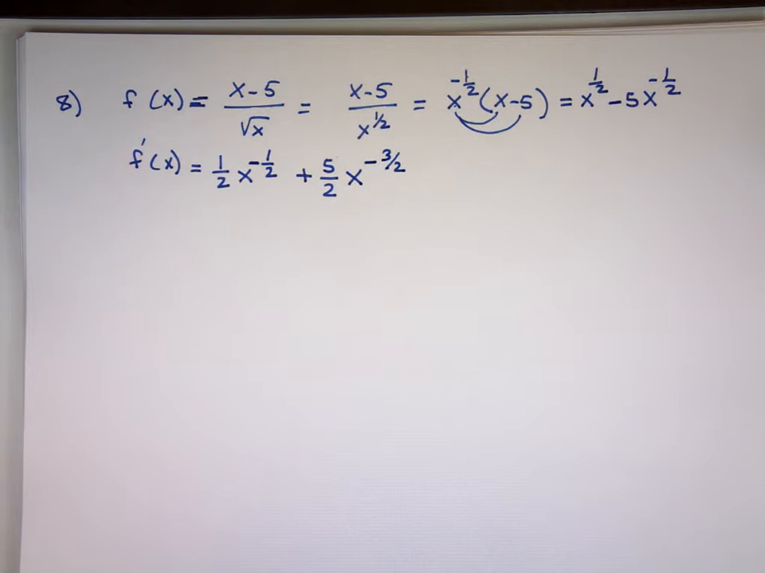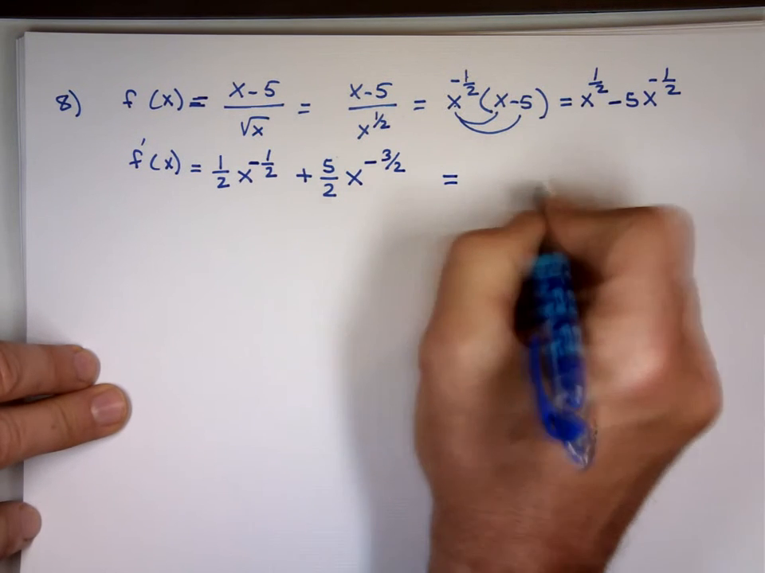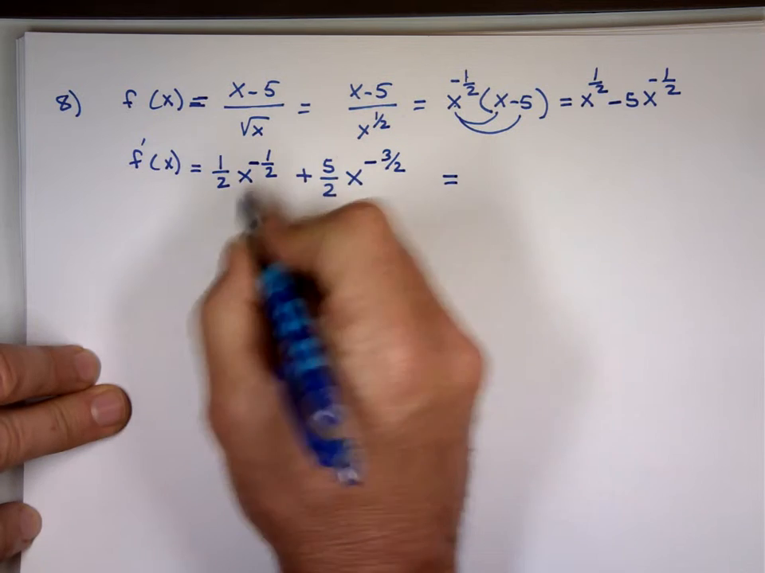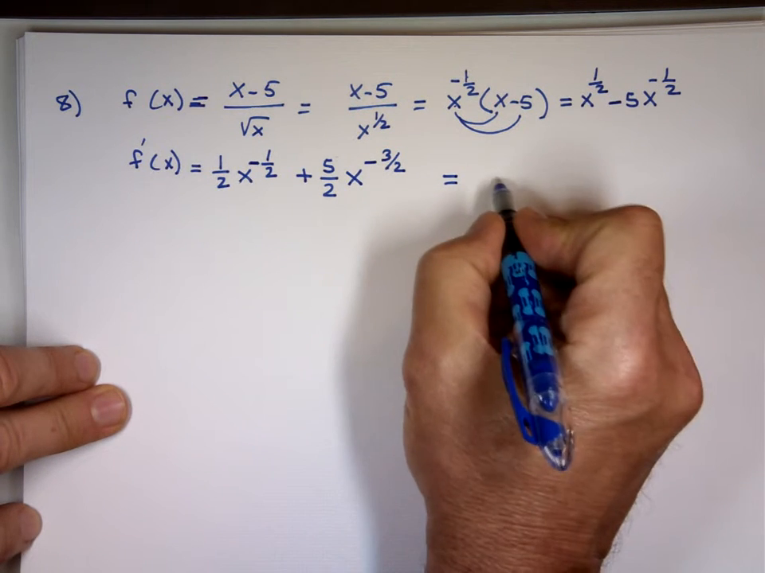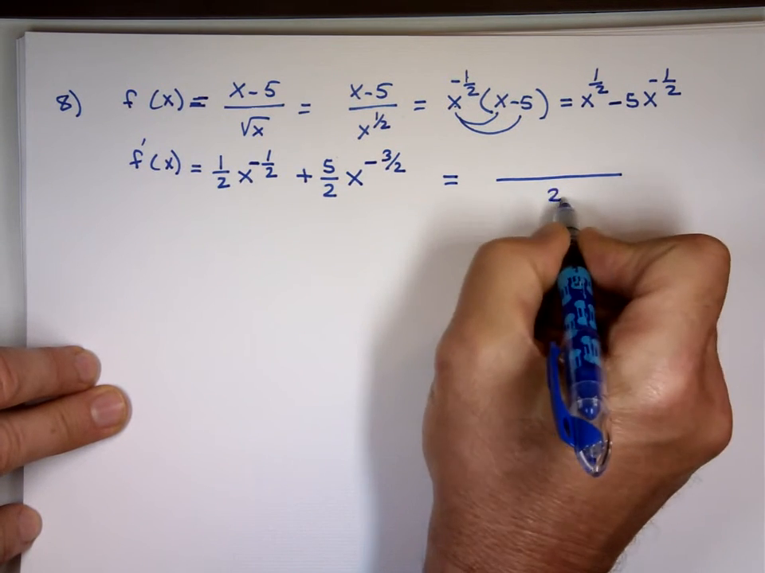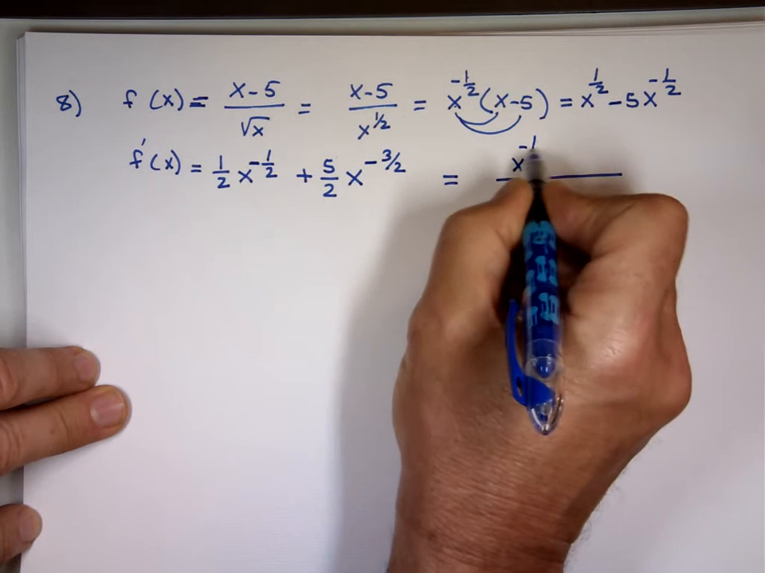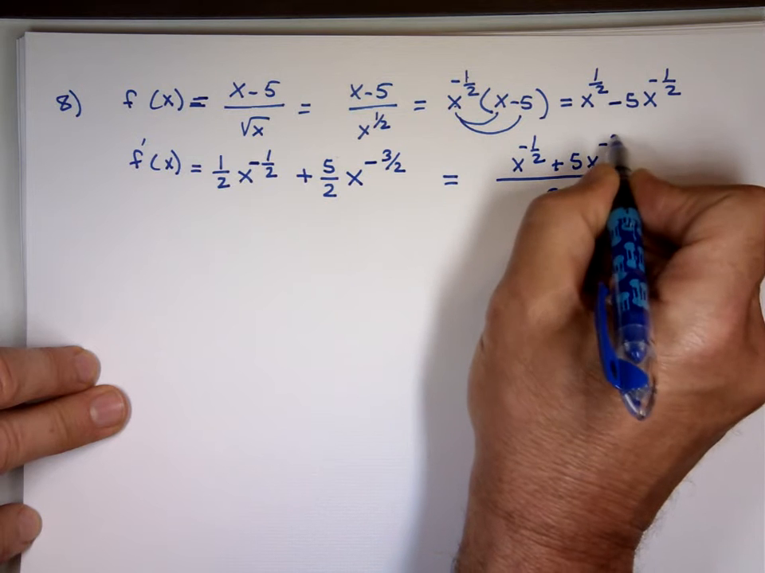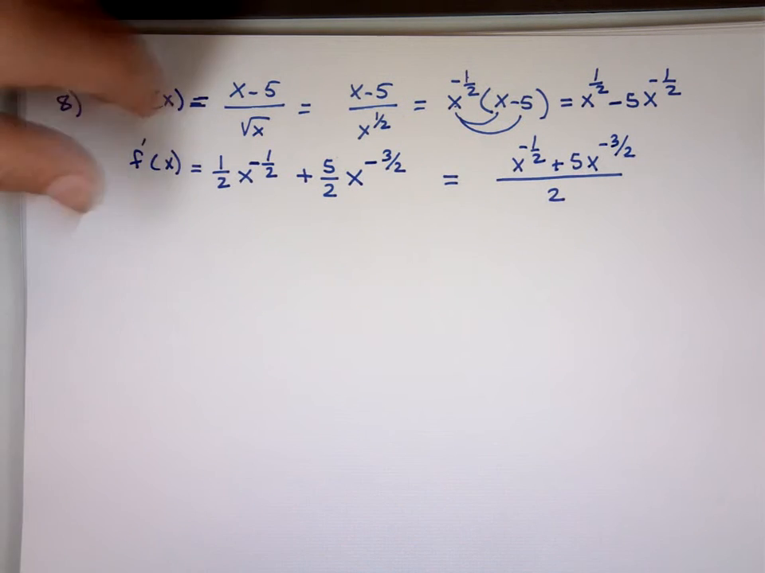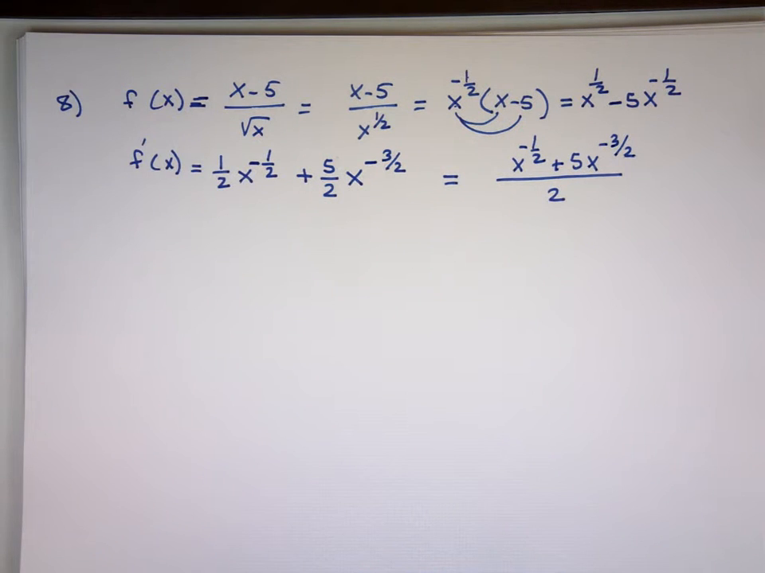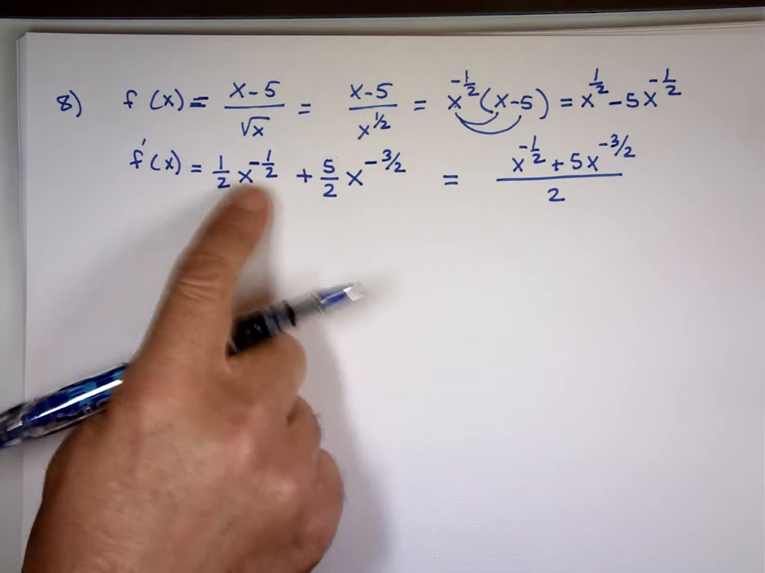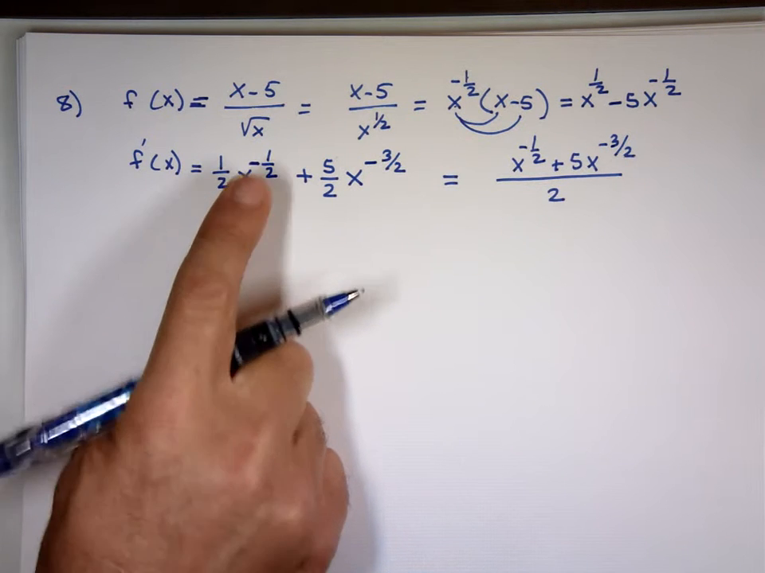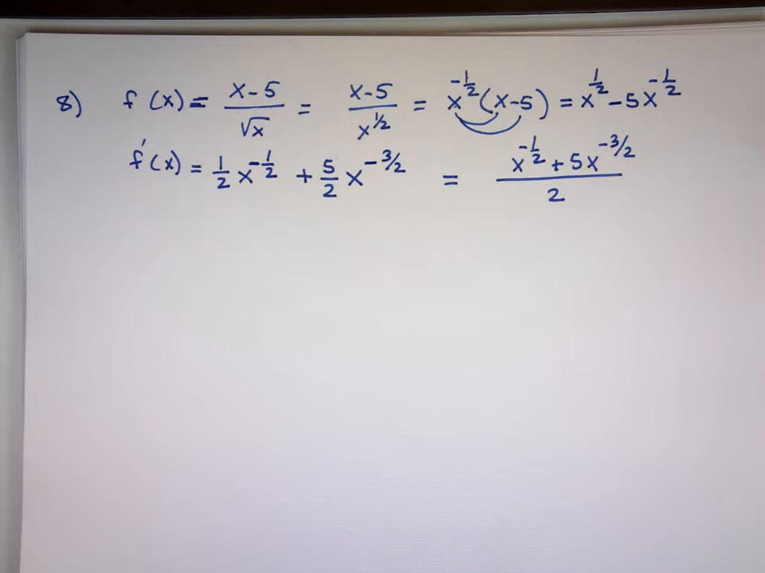Did they allow you to write the answer with negative exponents? They do? Oh, good. That makes life easy. So you can leave it like this if you want to, or if you want to divide it by 2, you can write x to the negative 1/2 plus 5x to the negative 3/2, the whole thing divided by 2 instead of 1/2 times that. But they're saying it doesn't matter. They allow you to write the answer like this. So if that's the case, type that one in, and there's your answer.